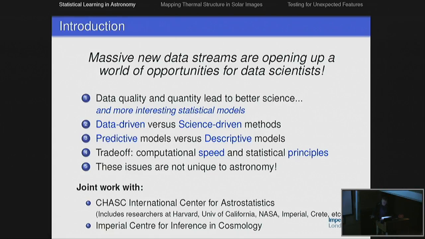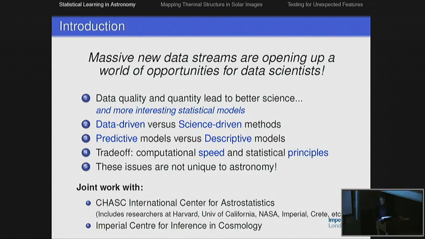So that's, we'll kind of see that a little bit in the particular example I'm going through today. The way I'm talking about this, I'm a statistician, so I tend to live over here with descriptive models and science-driven methods. But there are trade-offs. If you live over here, you tend to have more principled science and more principled statistical methods, but they tend to be a lot more costly, both in terms of designing the methods, so human capital, and also in computational time.